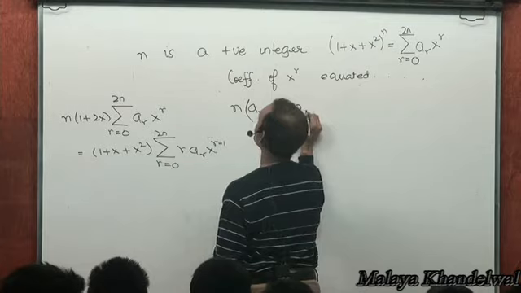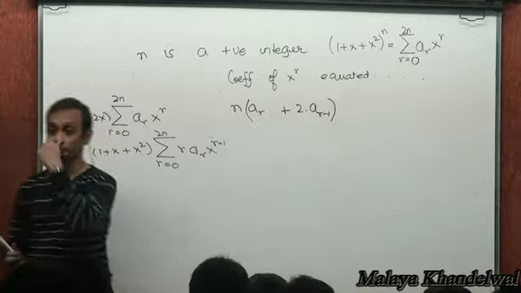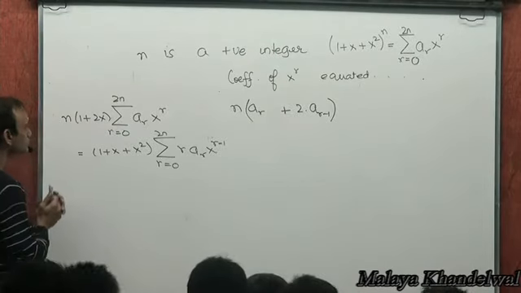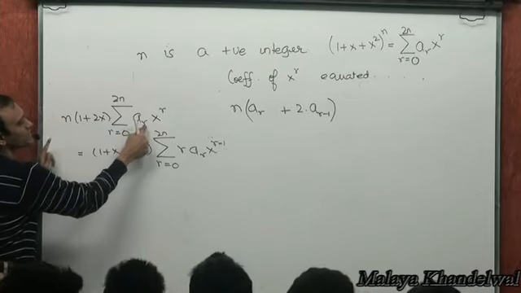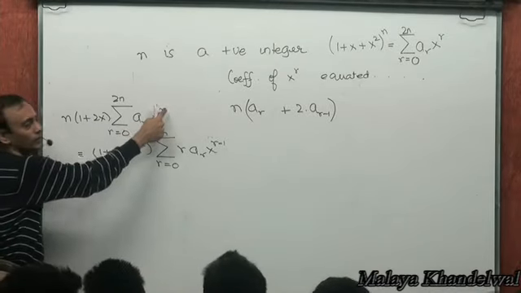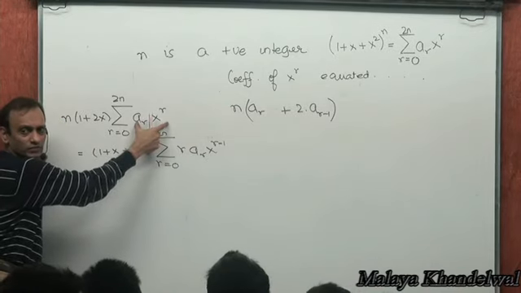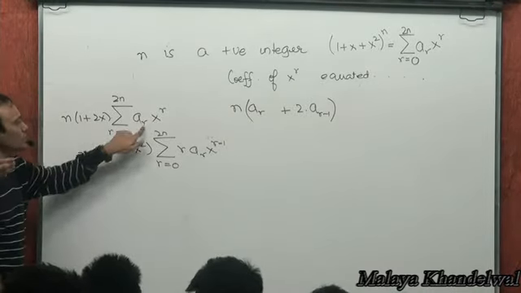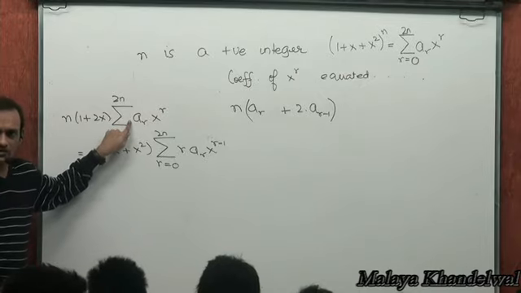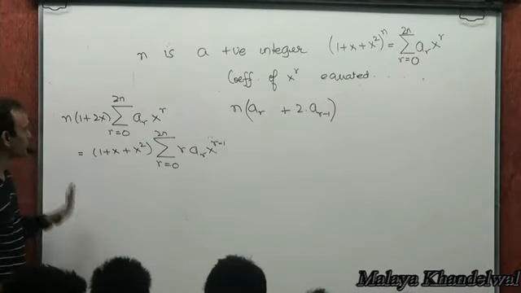N A_R plus 2 into A_{R-1}. Please be very sure about this. Not sure? See, this has terms like A_R x^r. The next term, this is the general term. The term after this would be A_{R+1} x^{r+1}. The term prior to this would be A_{R-1} x^{r-1}. That's the spread of terms here in this summation.